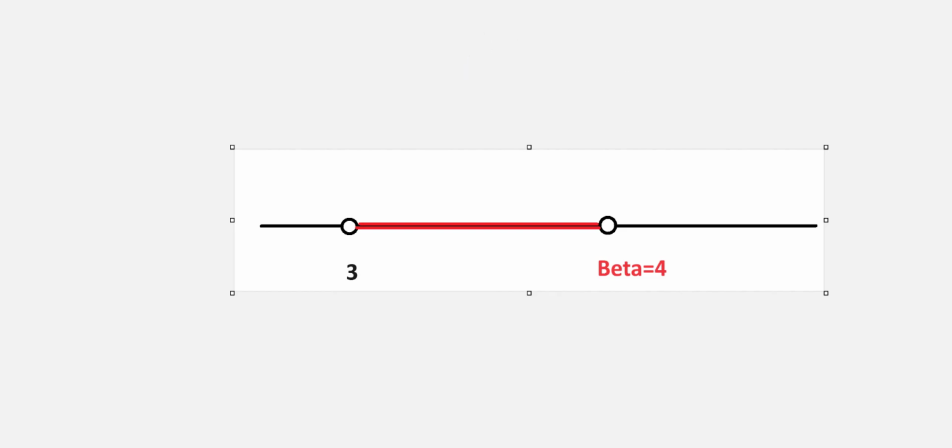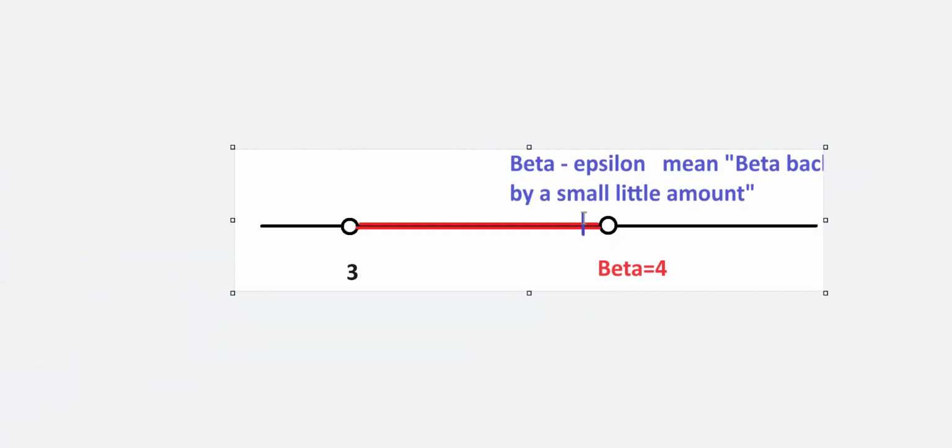Now, epsilon is some small little quantity, so I'm just going to make a new little marker here. So let's back off from beta. Let's go beta minus epsilon. So we're just going to back off from beta a little bit. So I'm going to put a marker here and label that epsilon. Okay, so that's our little vertical line here. Beta minus epsilon means beta backed up by a small little amount. Okay, so I've gone ahead and labeled that beta minus epsilon amount. We're backing up from beta a little bit.